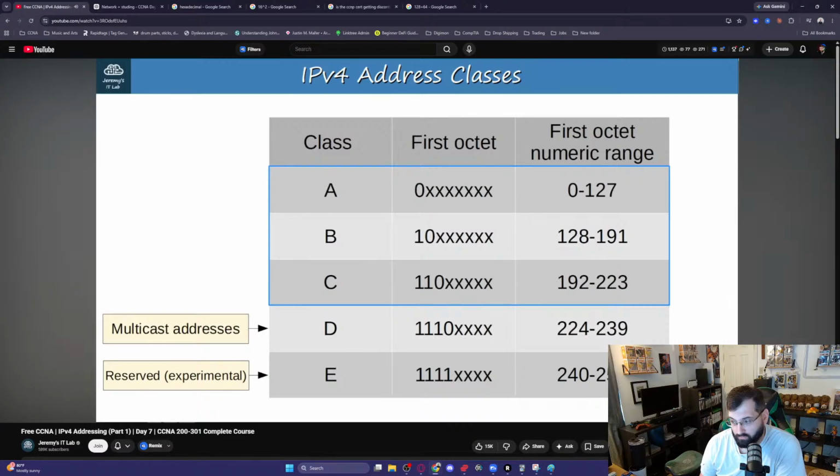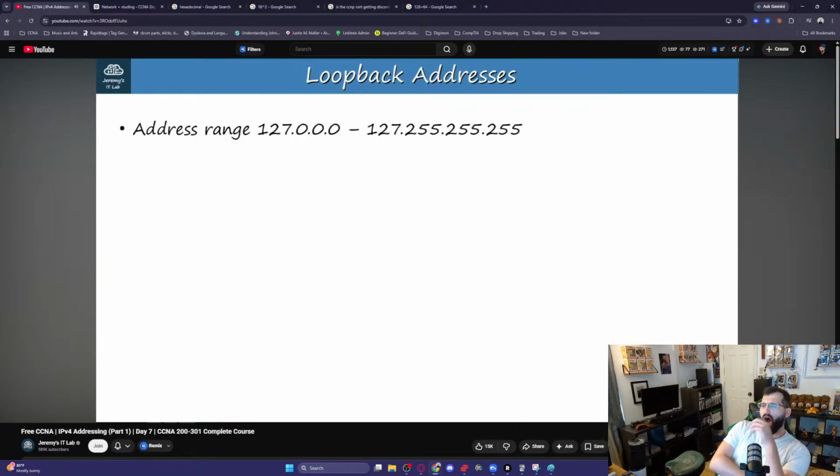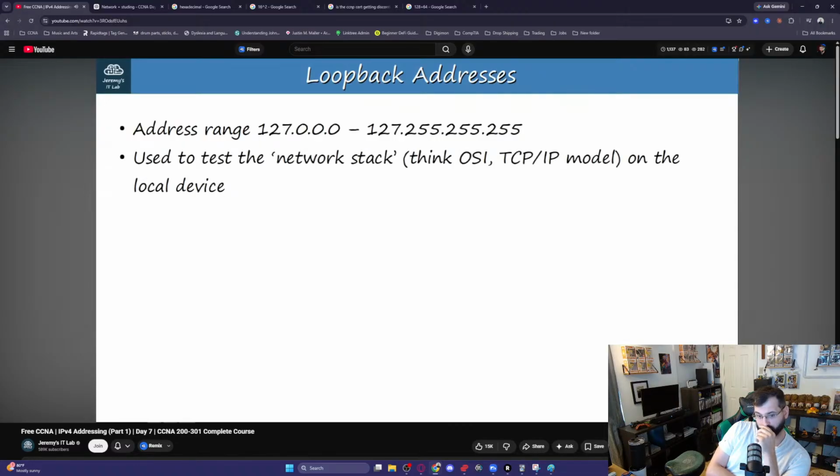Now, one more thing about the Class A range. The end of the Class A range is usually considered to be 126, not 127. Why is that? Let's take a look. The 127 range is reserved for loopback addresses. The range is anything with a first octet of 127, so 127.0.0.0 to 127.255.255.255. These addresses are used to test the network stack of the local device. If a device sends any network traffic to an address in this range, it is simply processed.